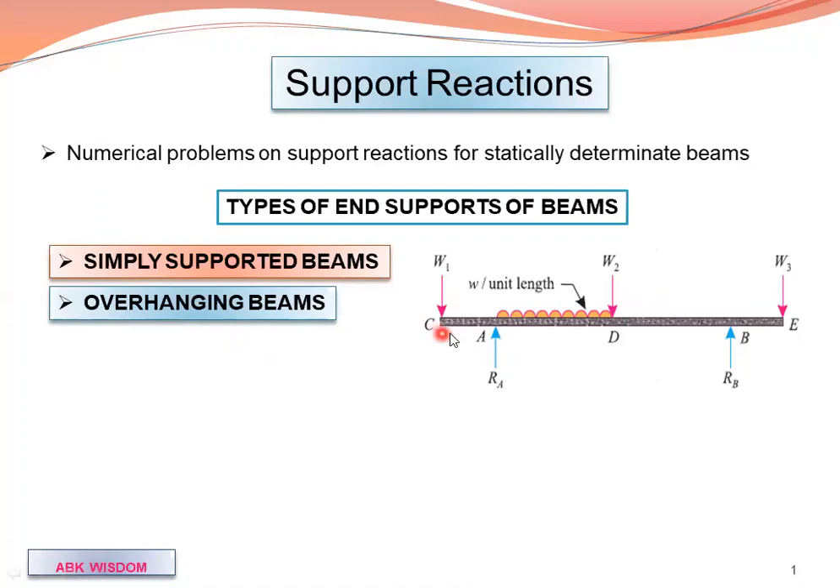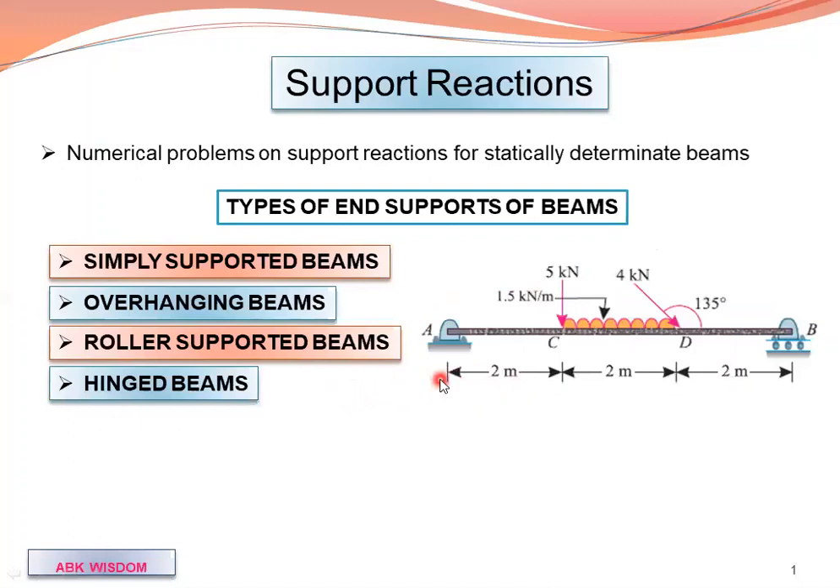In this type of beam, some portion of beam will be projected over any one support, or maybe it will be projected on both the supports. So such type of beam is called overhanging beams. And one side is hinge and the other side is roller support beams.